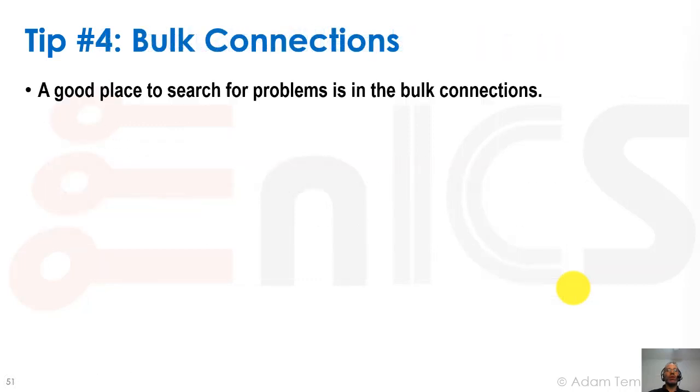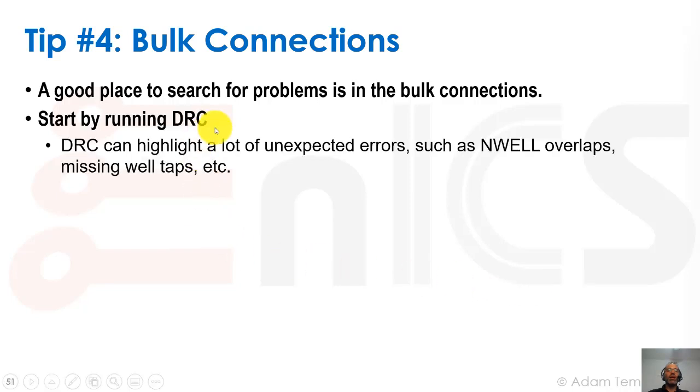Tip number 4 is bulk connections. A good place to search for problems is in the bulk connections. If you start by running DRC, which I'm showing in the sixth part of this lecture, this will highlight these things. You should actually run DRC first. I just started with LVS because it's much more interesting and complex.